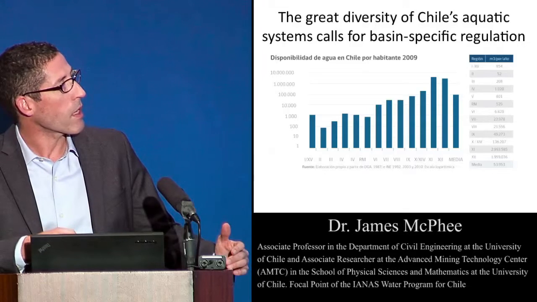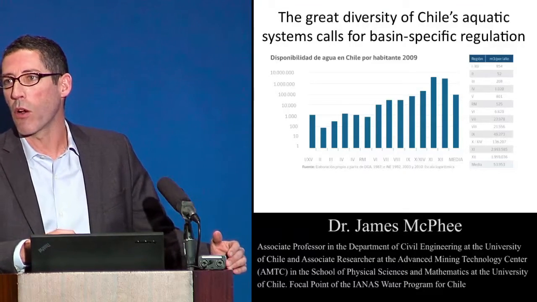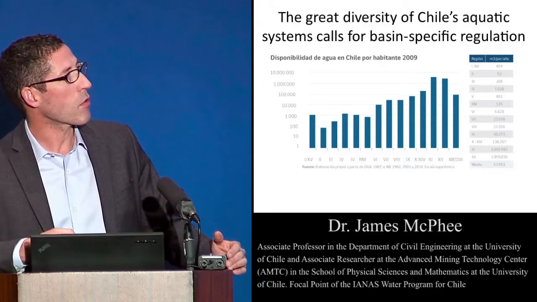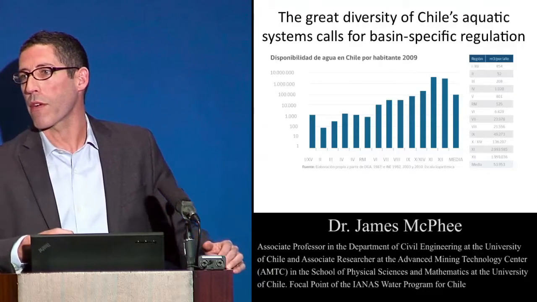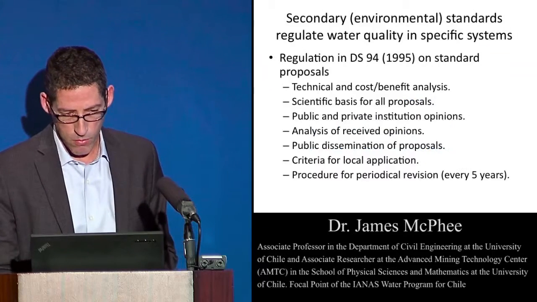So geographically, at least one half of the country is below this limit, and in terms of population, it's more than one half of the population of the country which is living in water-stressed conditions.